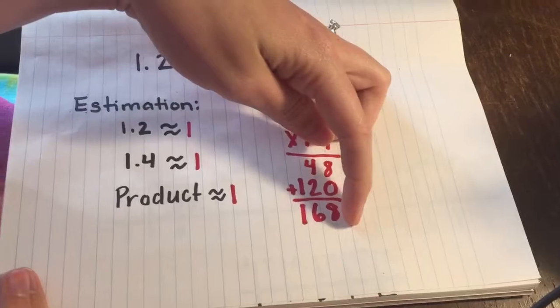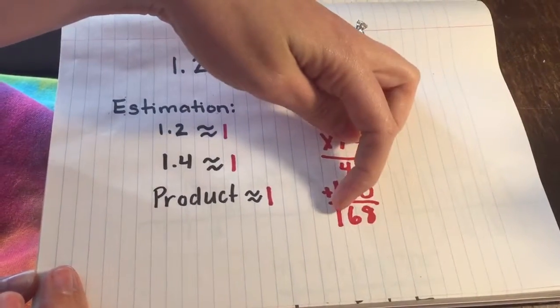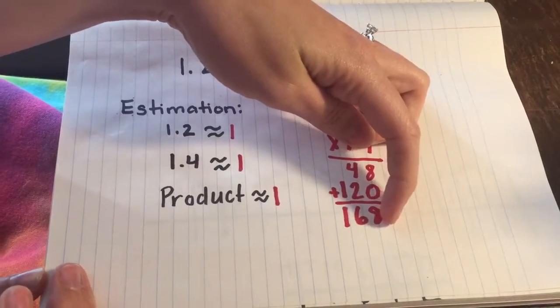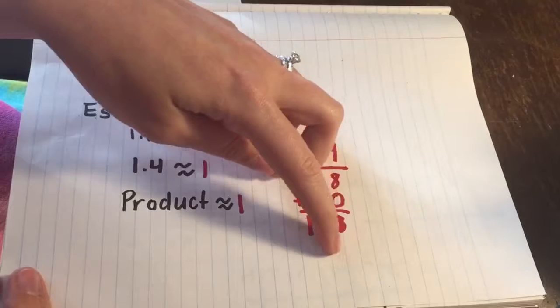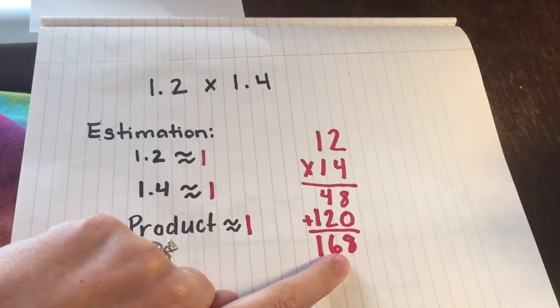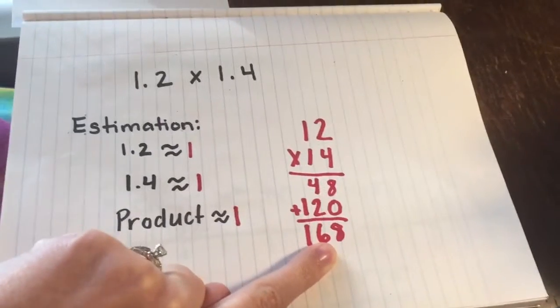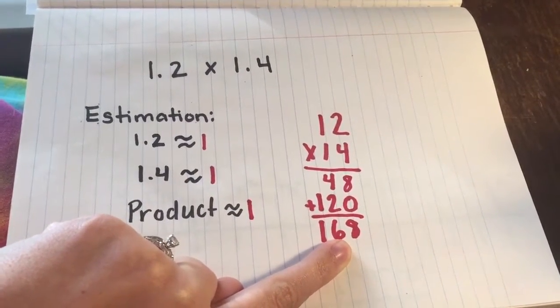If I place my decimal here after the ones place, my answer would be 168. That is not reasonable because it is not close to 1. Similarly, if I place my decimal between 6 and 8, between the tens and the ones place, my answer would be closer to, but still not near 1. 16 and 8/10 is still not reasonable.